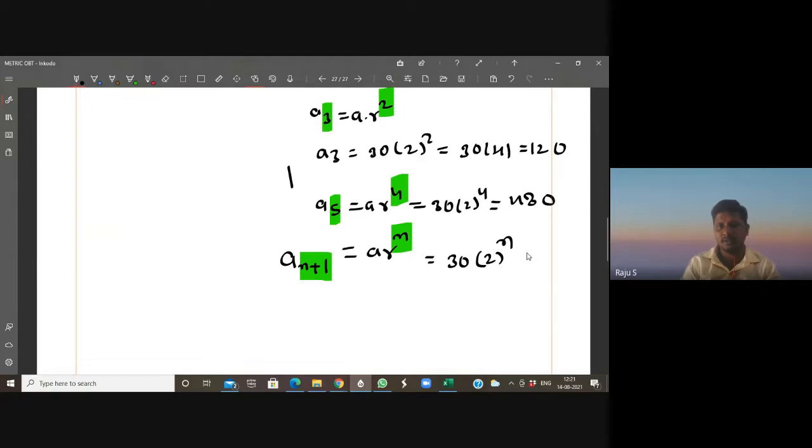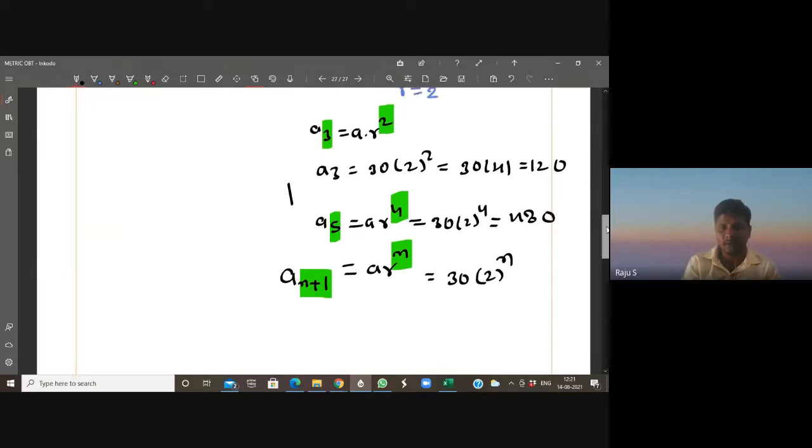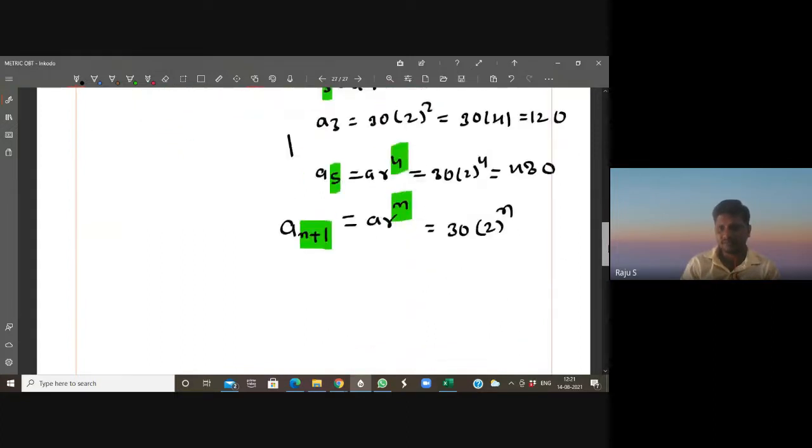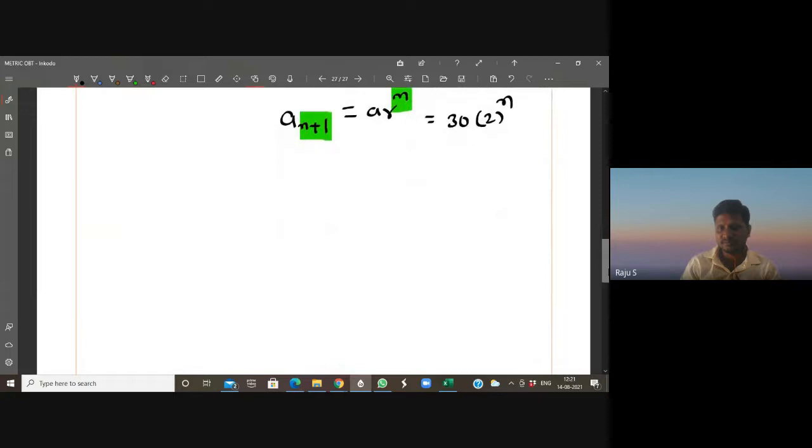Therefore, the number of bacteria at the end of the nth hour will be 30 into 2 power n. It's a very, very simple question. Do you feel it is difficult? No. Right, next.